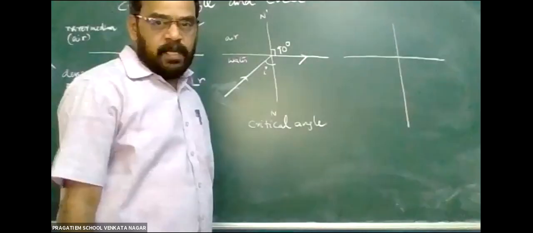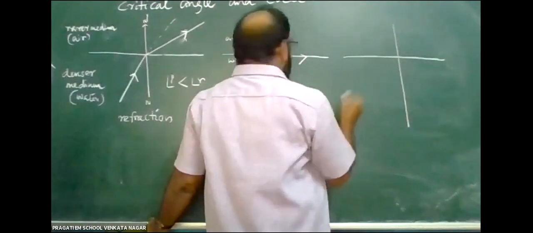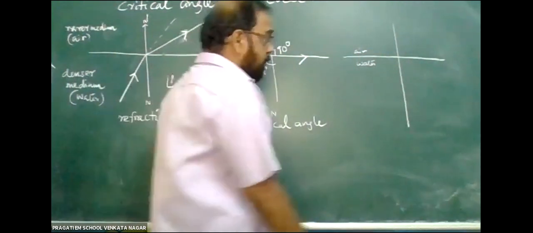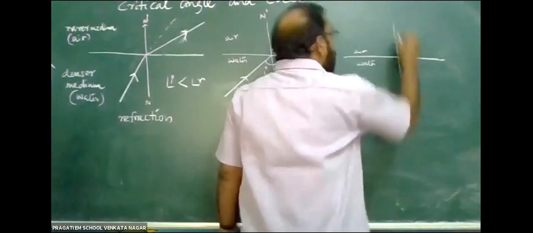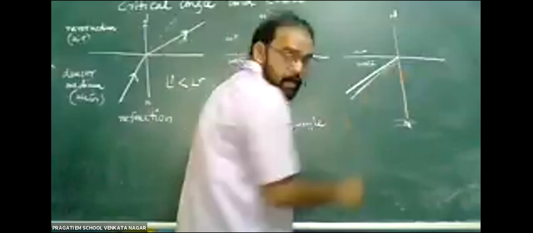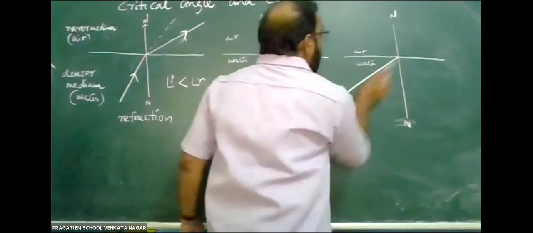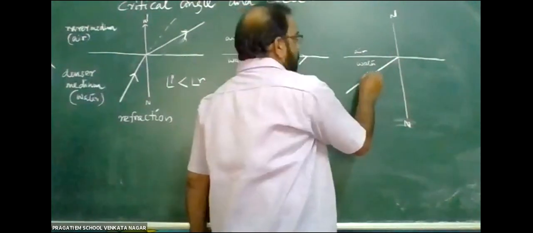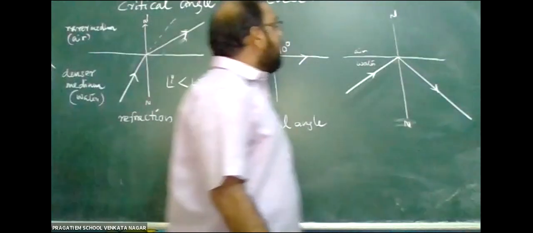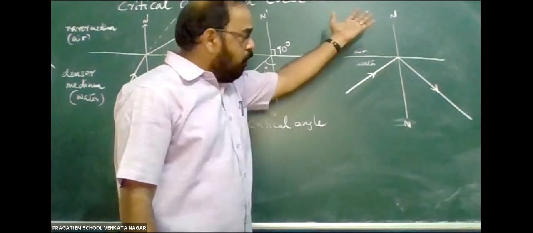How to draw the diagram, you see. In the same case, it moves from water to air. Same case, but here this is the normal. The angle of incidence, still we are increasing. In this case, we can see the light rays coming back to the original medium without undergoing refraction.